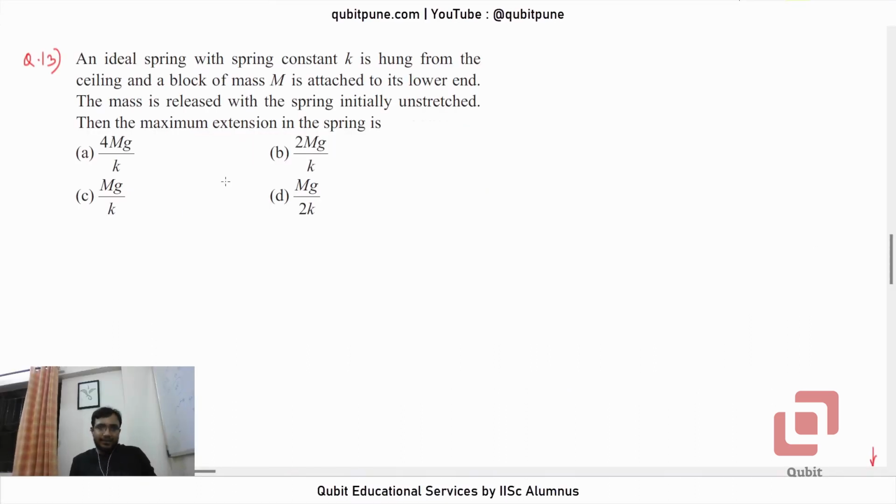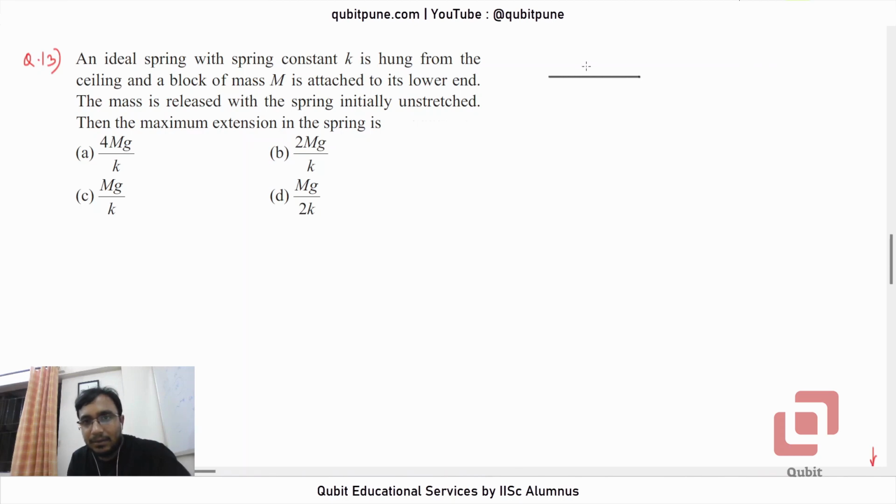Question 13. An ideal spring with spring constant K is hung from the ceiling and a block of mass M is attached to its lower end. The mass is released with the spring initially unstretched. Then the maximum extension in the spring is: 4mg/k, 2mg/k, mg/k, or mg/2k.